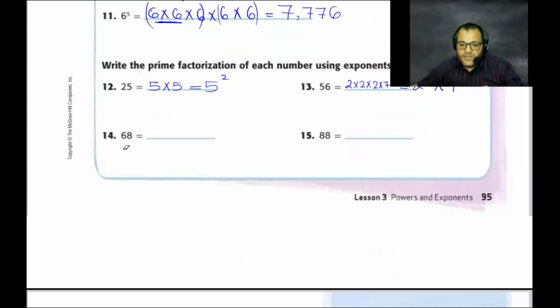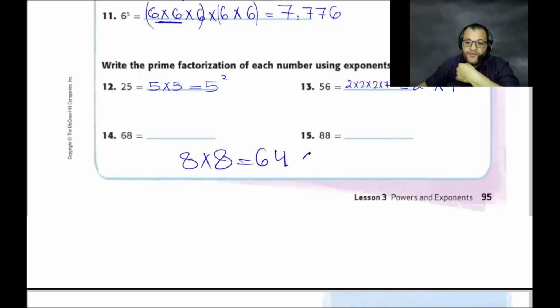We need to solve 68. I need two numbers. If you multiply them, the answer is 68. 6 times 8 equals 68? No. 8 times 8 equals 64. If you multiply it by 8 one more time, it will be more than 100.